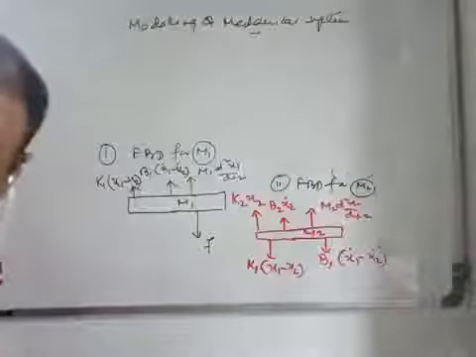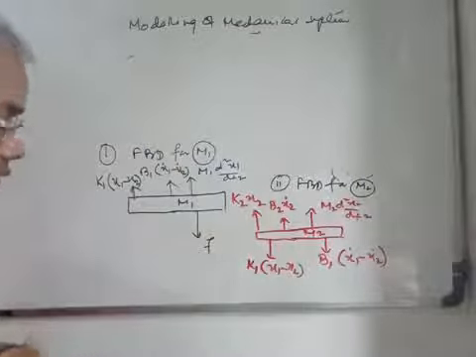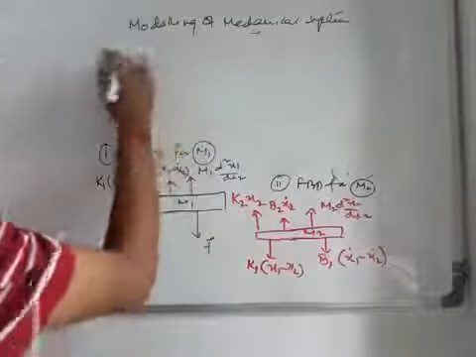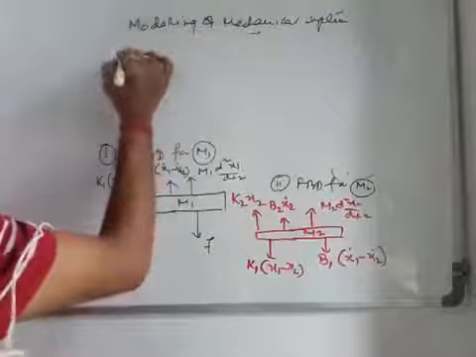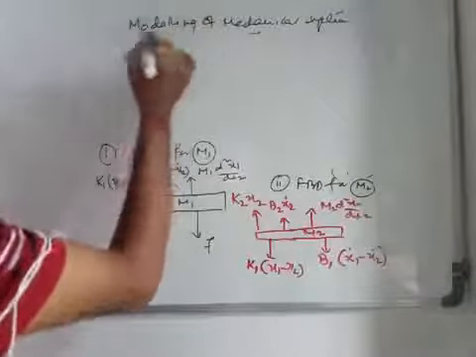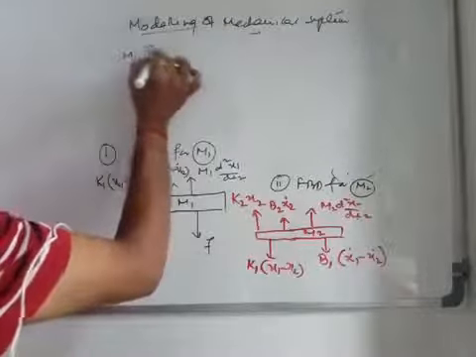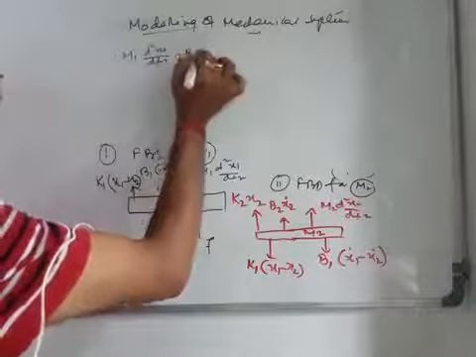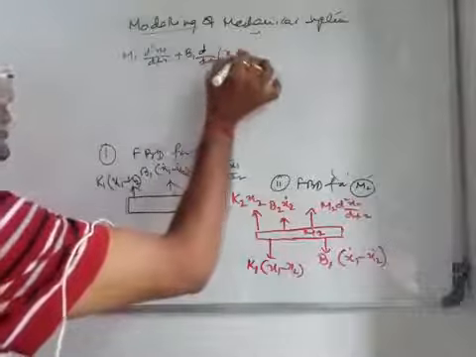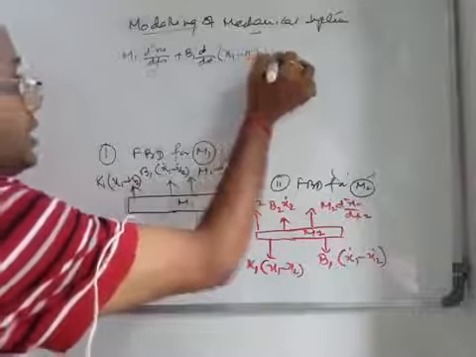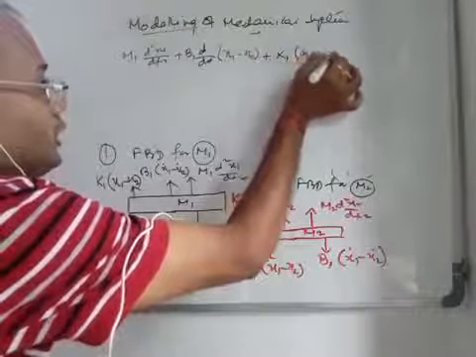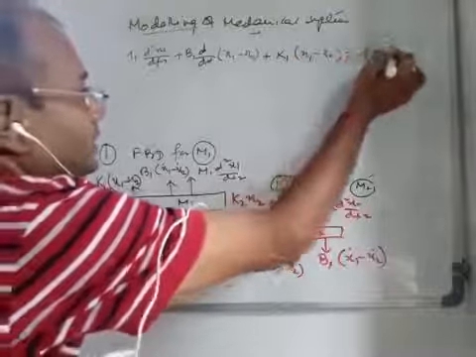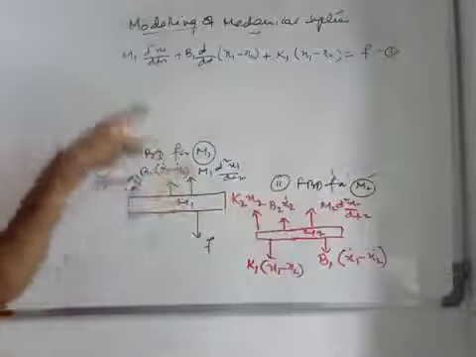I will write, or you can write it similarly, very easy. That is m1 d2x1/dt2 plus b1 d/dt of (x1 minus x2) plus k1 (x1 minus x2) equals f. This is equation number 1 from the free body diagram 1.